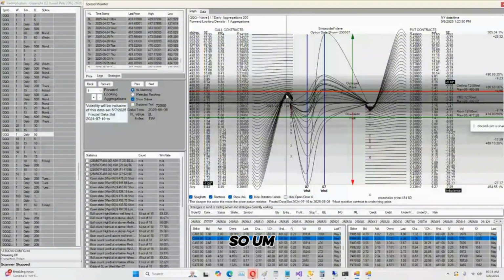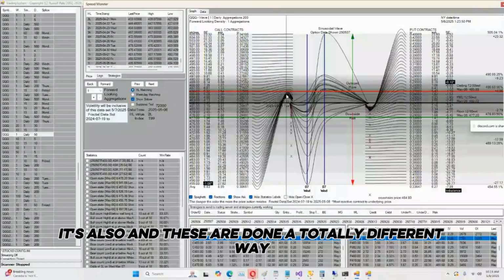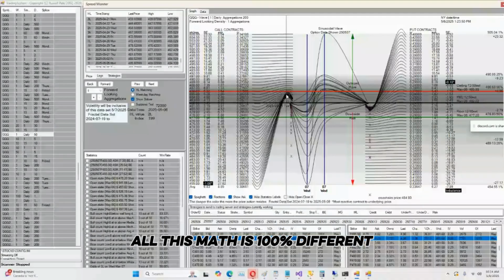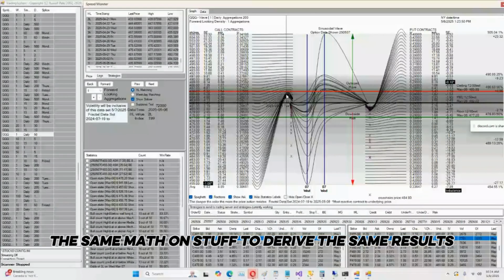So it's showing us that visually. Now it's also, and these are done a totally different way. All this math is 100% different. And that's very important, that we're not using the same math on stuff to derive the same results each time.